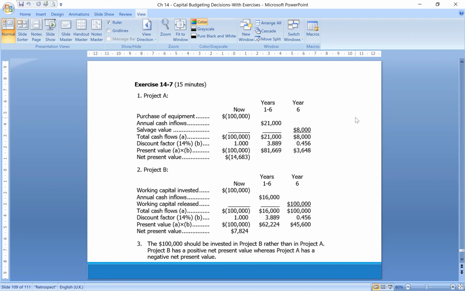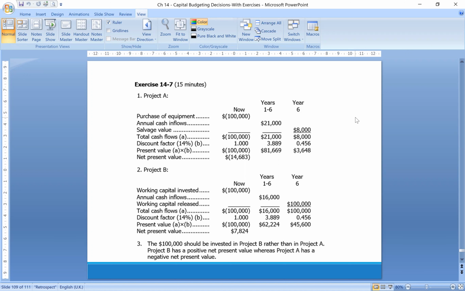So the working capital released means come back. What is the time or the year? 6, which means it will come back after year 6, right? And I'm waiting to receive 100,000 positive. What is the factor here? 456, which is the 14 and 6, which is the same. So 45,600 will be received after year 6.